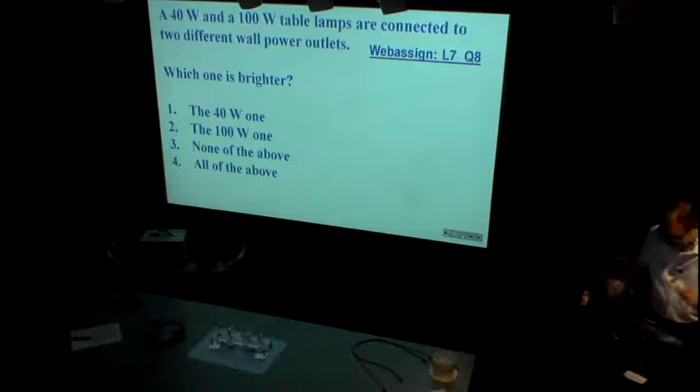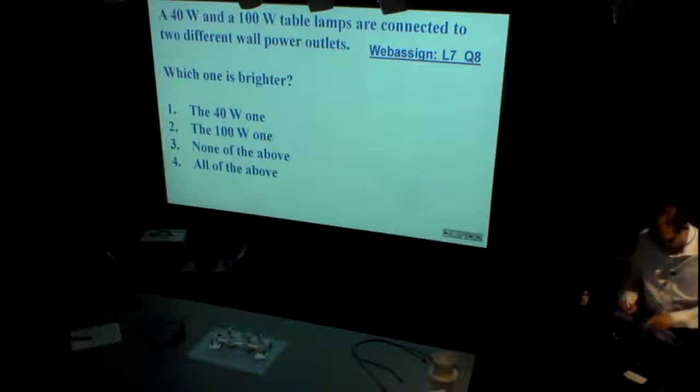And actually, what does brightness mean? It means it emits more energy per second. It has a higher wattage. So if we calculate the power for bulb number 1, and if we calculate the power for bulb number 2, 40 watt.